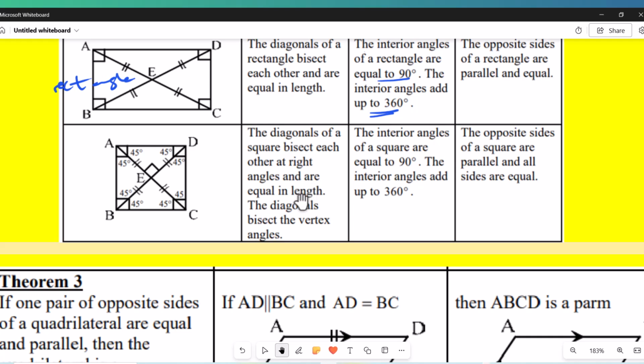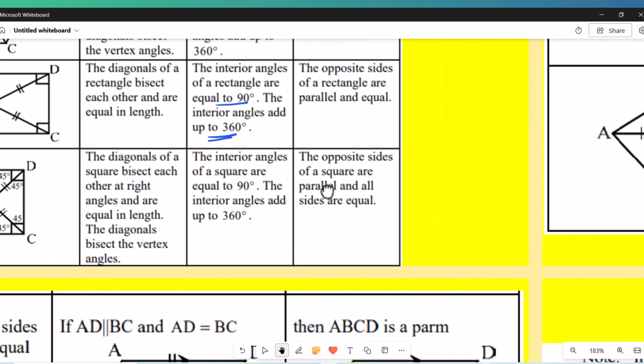And they are equal in length. The diagonals bisect the vertex angles as well. The interior angles of a square are equal to 90 degrees, and the interior angles add up to 360 degrees. Then the opposite sides of a square are parallel and all sides are equal. I think we are together, ne?